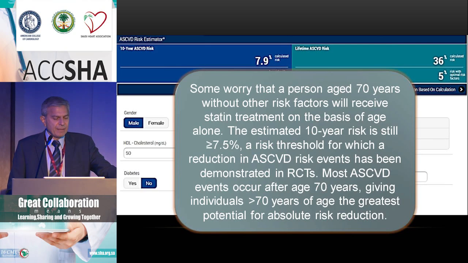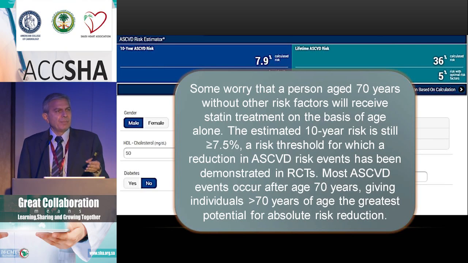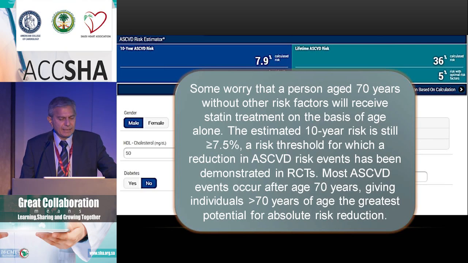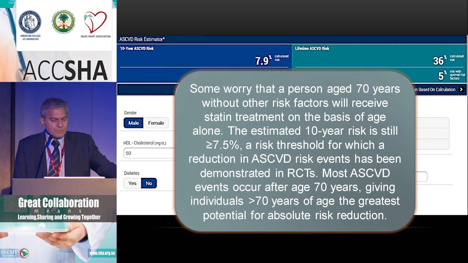So you're going to say, for example, a 70-year-old with a perfect picture of health, by this calculator you're going to treat. Well, the answer, if you look carefully in the guideline, there is this paragraph which I think is important for me to read to you. Some worry that a person aged 70 years without other risk factors will receive statin treatment on the basis of age alone. The estimated 10-year risk is still more than 7.5%, a risk threshold for which a reduction in atherosclerotic cardiovascular disease risk events has been demonstrated in randomized clinical trials.